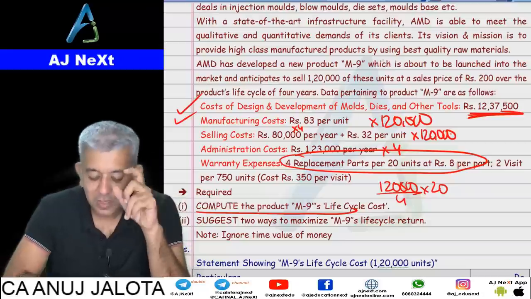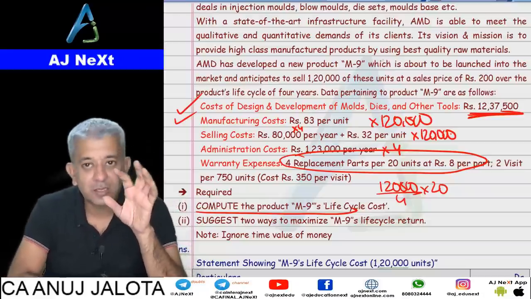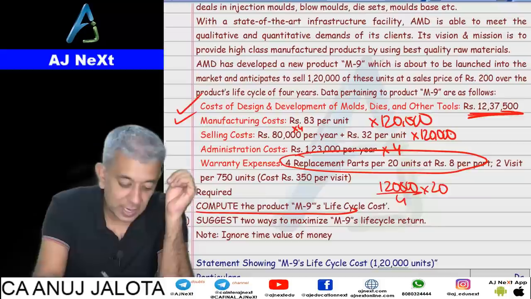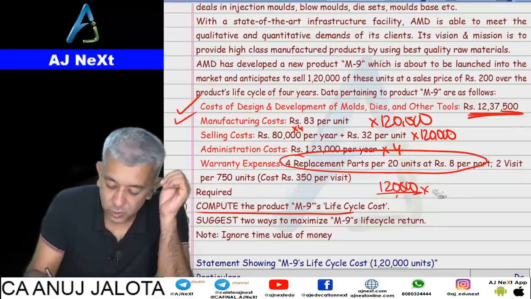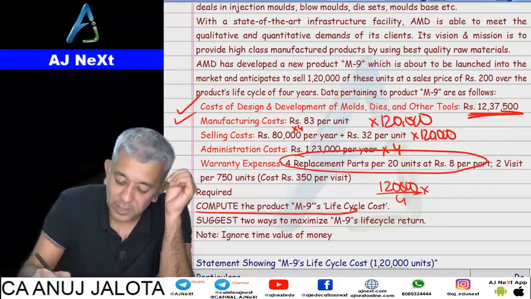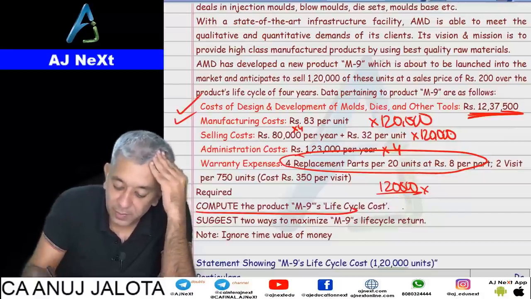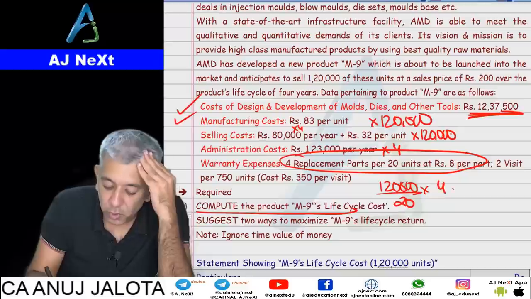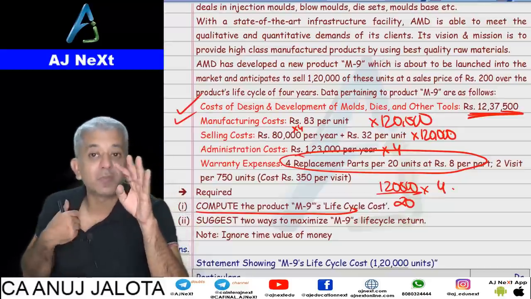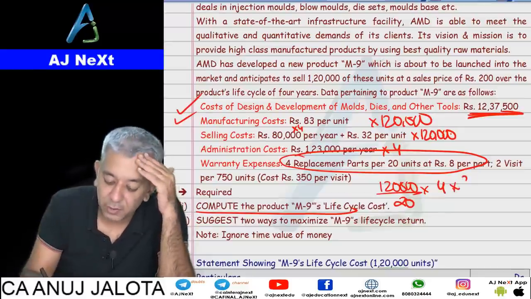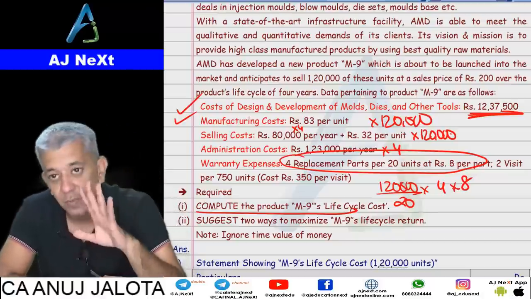Now, these will be the number of parts. I think I wrote it opposite. Just a sec, sorry. 4 replacement parts per 20 units. So 120,000 divided by 20 into 4. So these many parts will require replacement at the rate of rupees 8. So this will give you the answer.